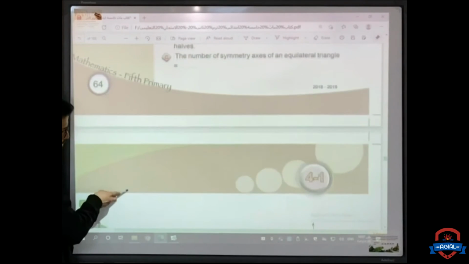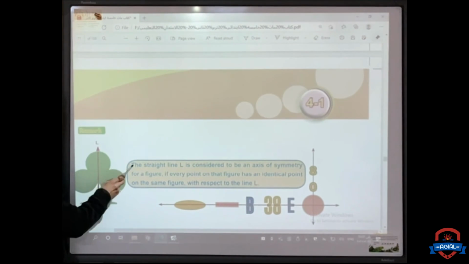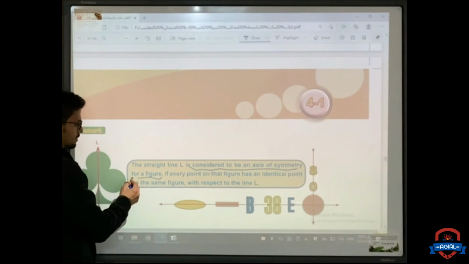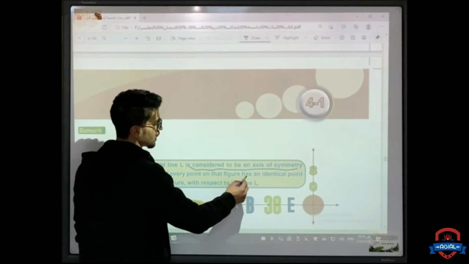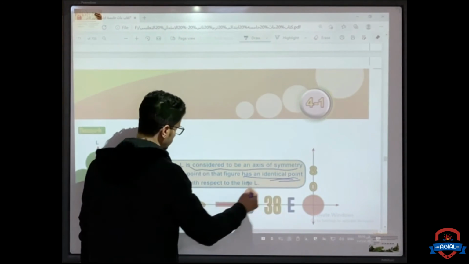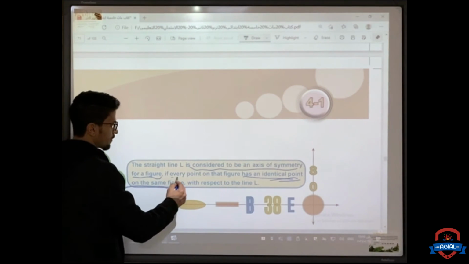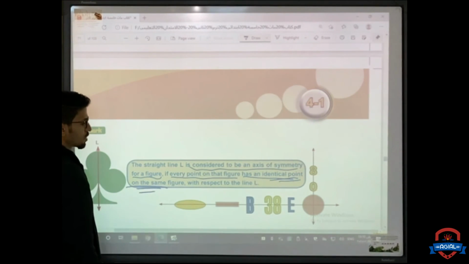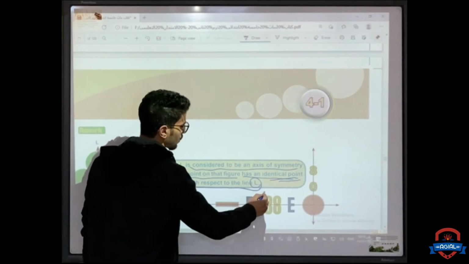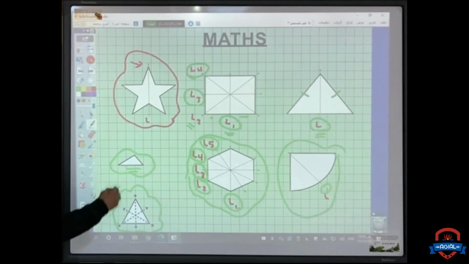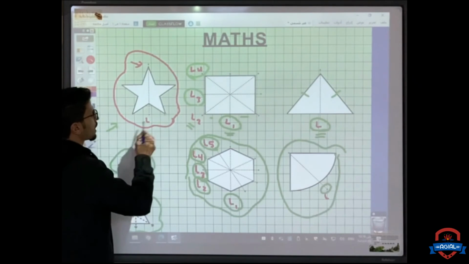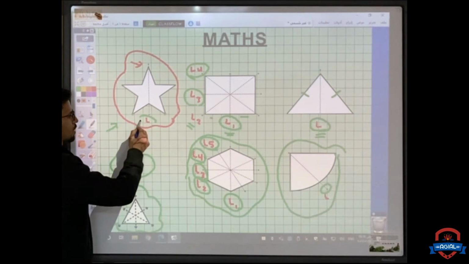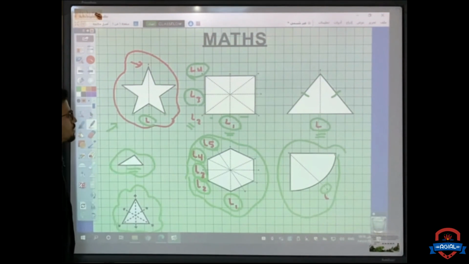So now let's look at this remark. In this remark, we have the straight line L is considered to be an axis of symmetry for a figure if every point on that figure has an identical point on the same figure with respect to the line L. For example, in this figure, we have this point has an identical point on the same figure with respect to the line L, or to the axis of symmetry.